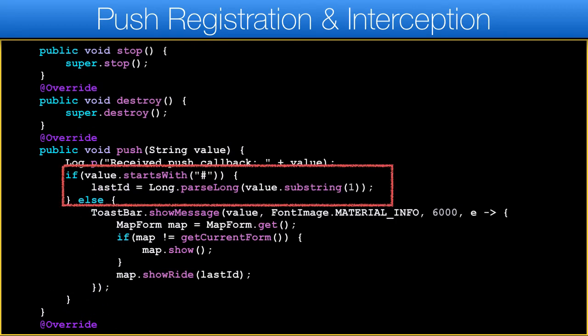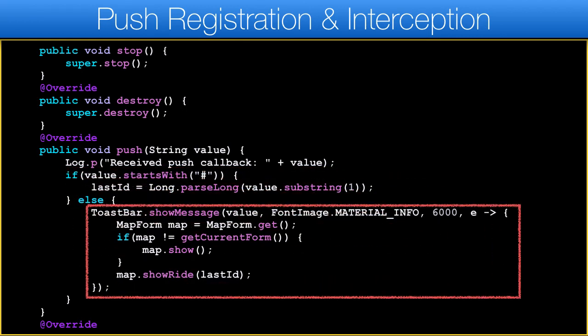We send a type 3 push, which will invoke this code twice. The first time around, we'll receive a hash symbol followed by a numeric ID. The second time, we'll receive the display value. When we receive the display value, we can show a notification to the driver, and if he clicks this notification, we can show him the details of the ride. Ideally, we would also have a rides menu item in the side menu, but for now I'm compromising on the driver app to move forward.